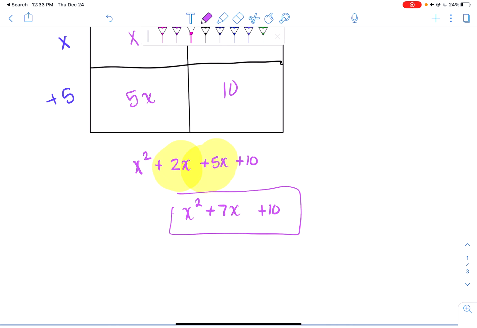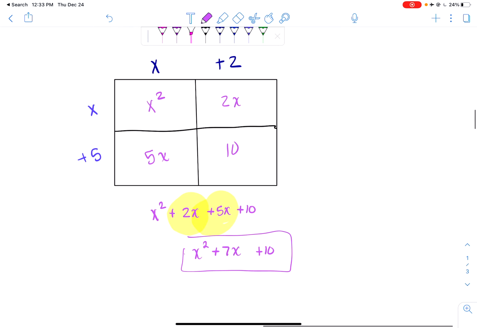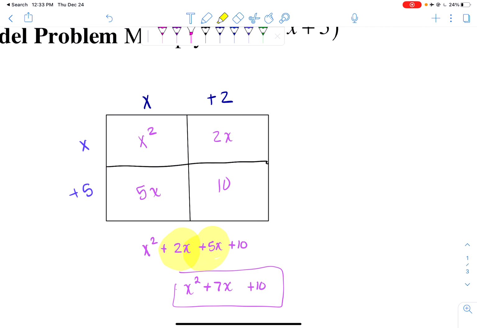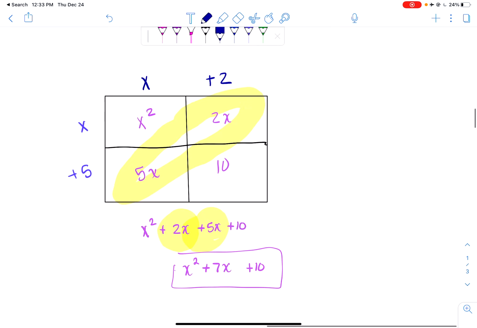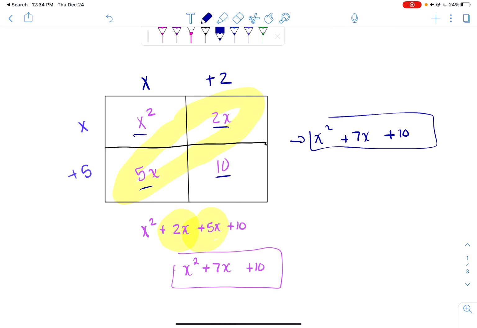But the thing is, you actually don't have to rewrite. If you perform the box method correctly, your diagonal will always be like terms. So I could just do it right here, my simplification. I can just do x squared, 2x and 5x is 7x, and then just write my plus 10. You don't need to rewrite all of your terms. You don't have to whatsoever.